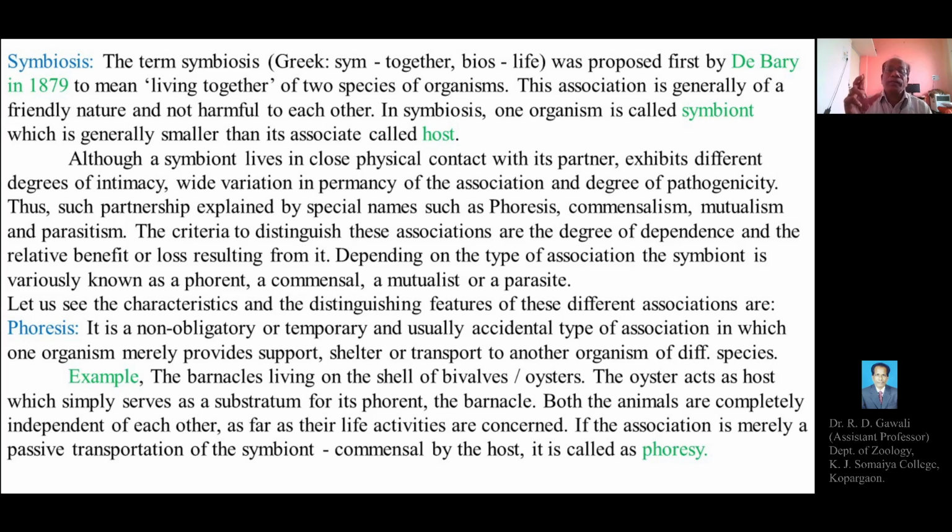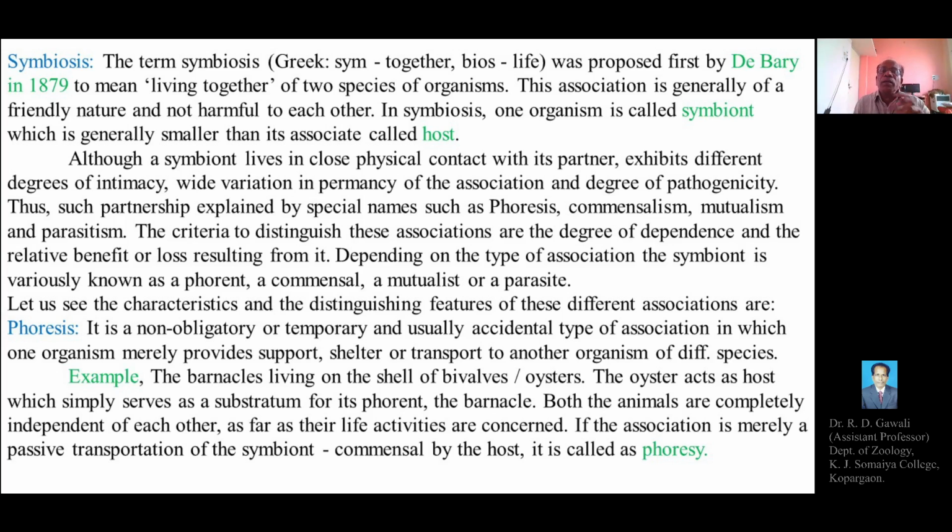For example, the barnacles, which are of marine habitat and which live on the shells of bivalve mollusks or oysters. The oyster acts as a host, which simply provides a substratum or support for its phoront. Phoront means the barnacle. Both the animals are completely independent of each other as far as their life activities are concerned.